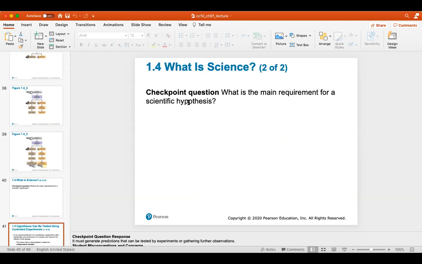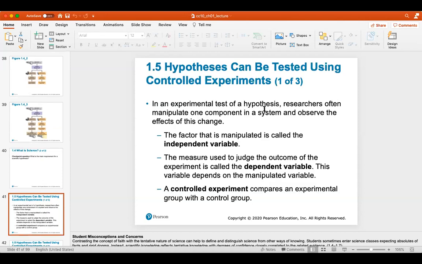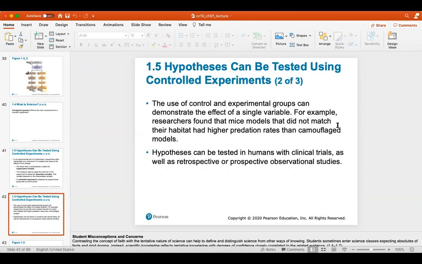by gathering further observations. In some sort of experiment of a hypothesis, researchers will often manipulate one component in a system and observe the effects of that change. The factor that is manipulated is the independent variable. The measure used to judge the outcome of the experiment is called the dependent variable, and this variable will depend on the manipulated variable. And a controlled experiment will compare an experimental group with a control group. The use of control and experimental groups can demonstrate the effects of a single variable.